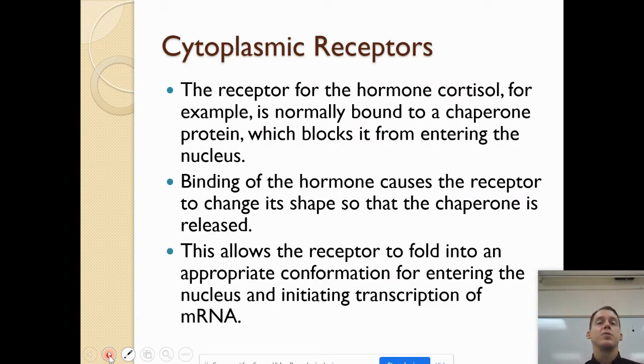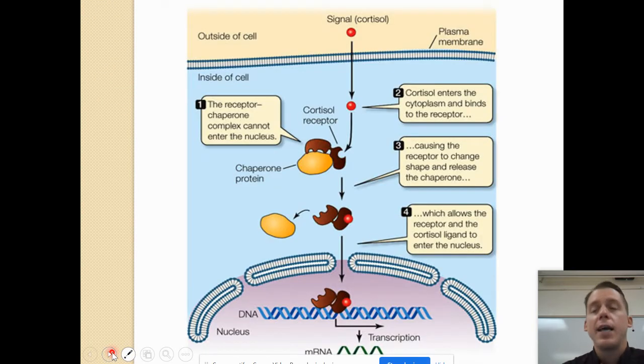So the receptor for the hormone cortisol, for example, is normally bound to a chaperone protein. We'll take a look at that in a minute, which blocks it from entering the nucleus. Binding of the hormone causes the receptor to change its shape so that the chaperone is released. And then this allows for the appropriate conformational change so that it can enter the nucleus. Here we have an example of cortisol doing just that.